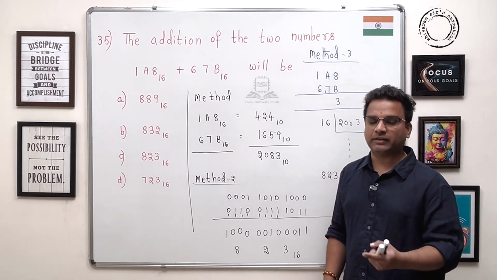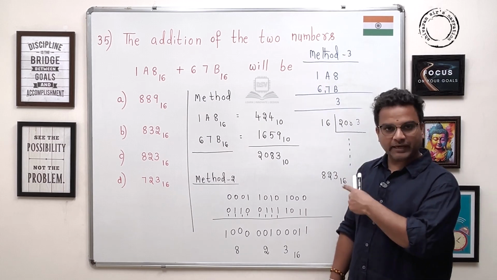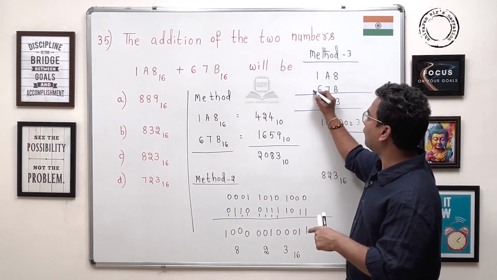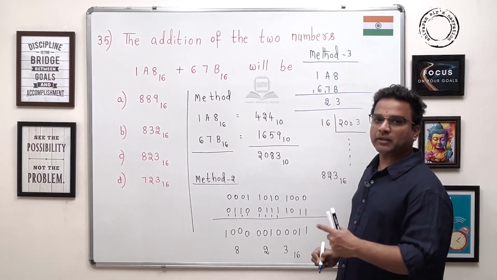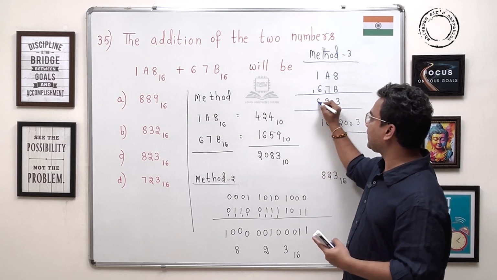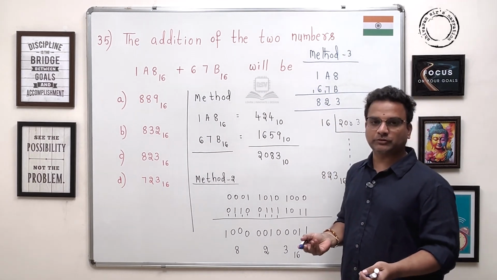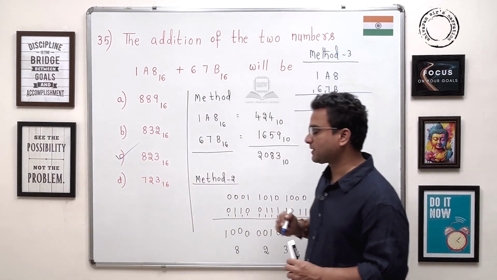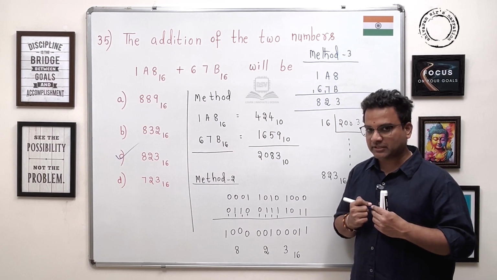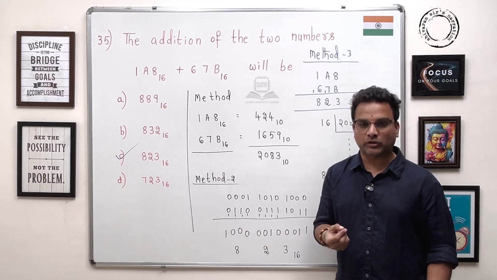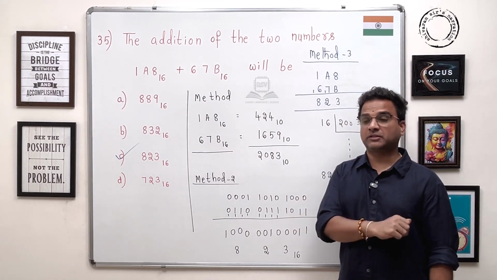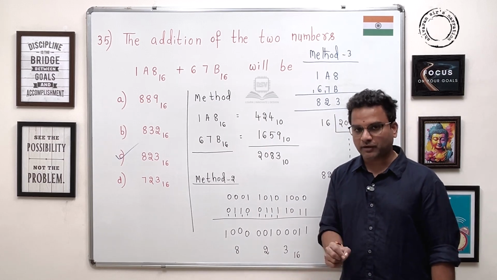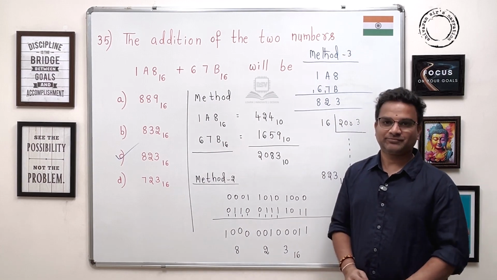Again, A plus 7 plus 1. A means 10, 7 plus 1 is 8, 10 plus 8 is 18, 18 in hexadecimal is 12. Similarly, 6 plus 1 plus 1 is 8. So it's 823 base 16. Hence, the answer is option C, 823 base 16. Hence, guys, what we want to tell you is, every problem has different solutions, but you need to choose the easiest one to save your time. Got it?